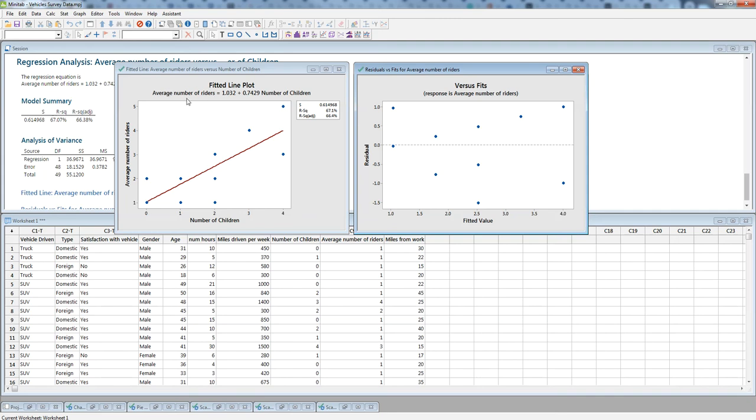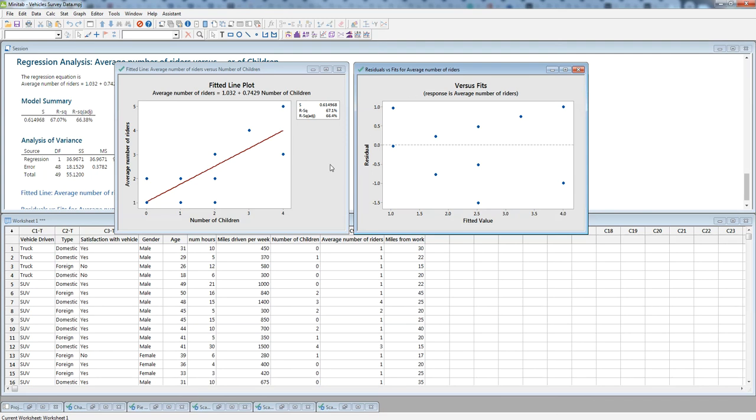This also says that when you look at your average number of riders in your car, if you have 0 children, the intercept is 1.032. So if you have no kids, you're likely to have only one other person in the car with you half the time. So maybe this says that everybody has at least a friend, or they're married when they're riding around in their car. However, if you have a child, for every child more you have, the number of riders in your car increases by 0.74, which is funny, because that means your kid is only with you like 74% of the time.